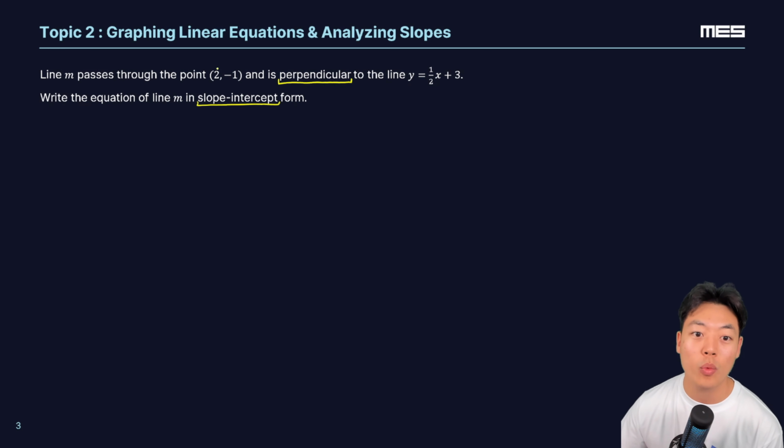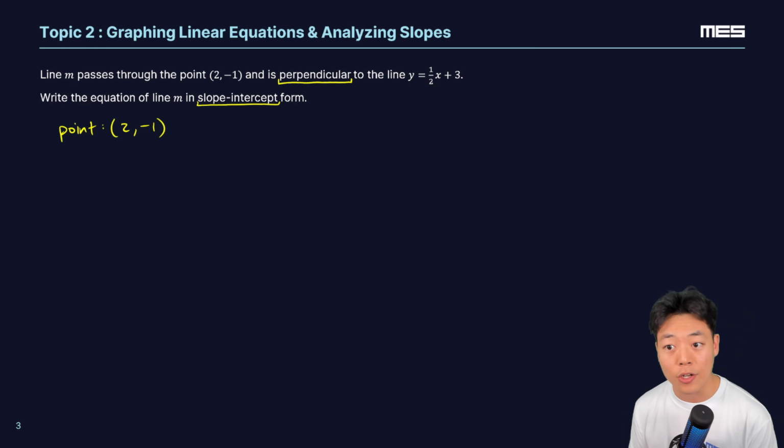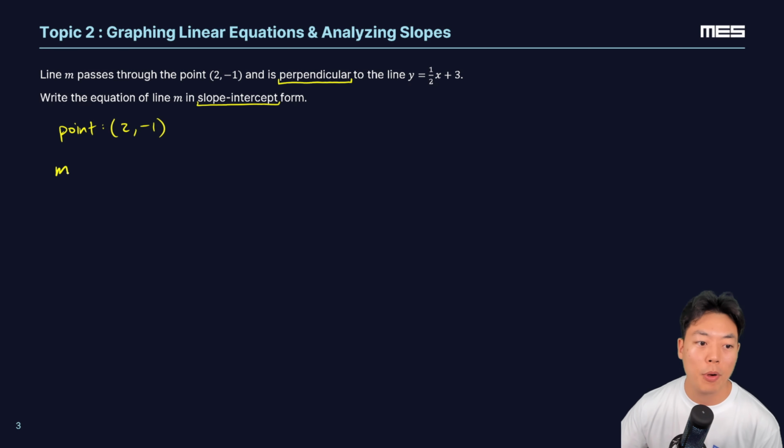All right, so we're given a point. The point is (2, -1), and my line is y equals 1/2 x plus 3. That is going to be perpendicular to the line that I want. Now, if two lines were parallel, they will have the same slope. But since our line M is perpendicular to this line, the slope perpendicular will be the negative reciprocal of that line given.